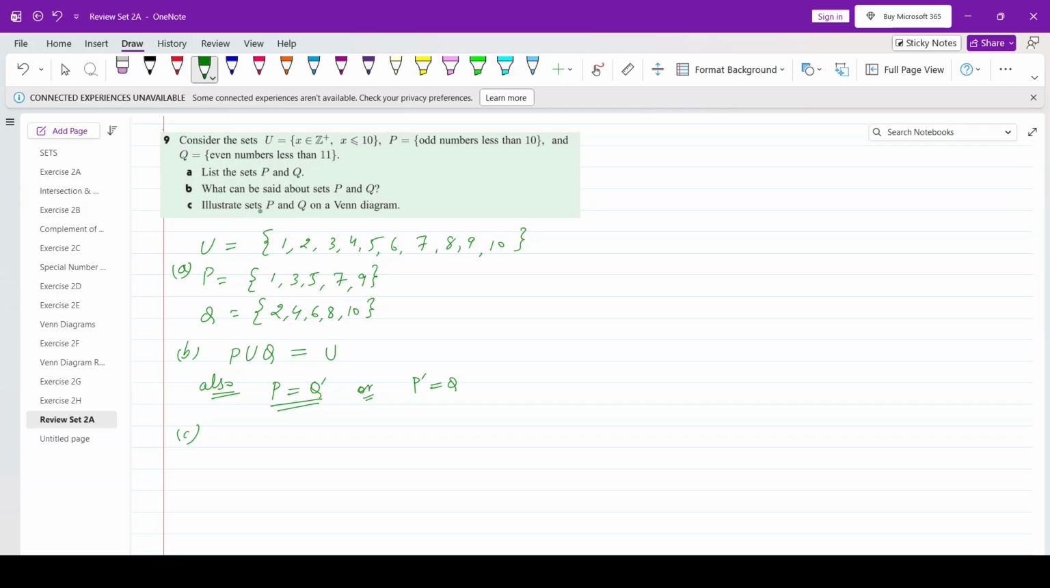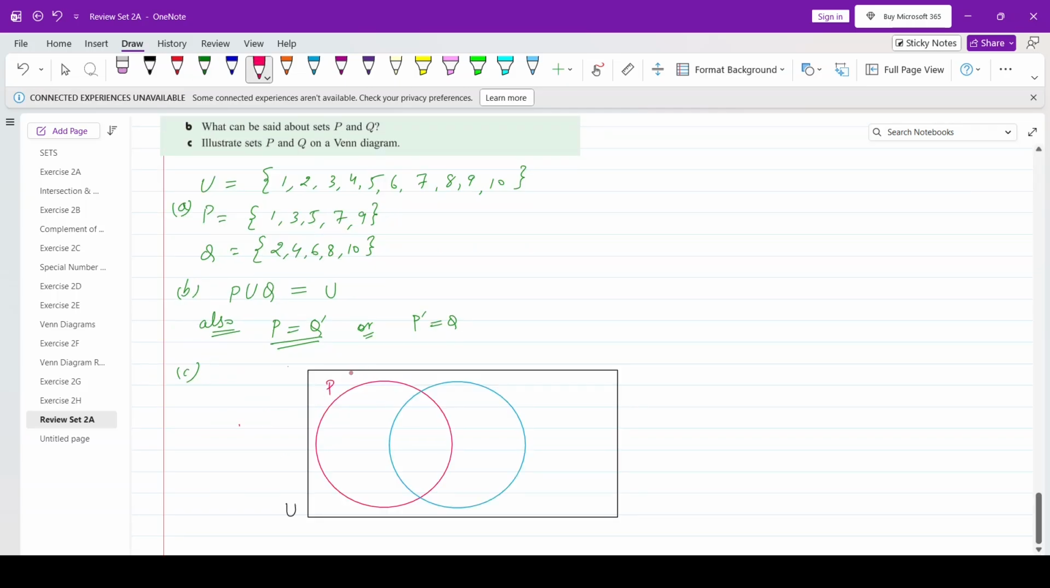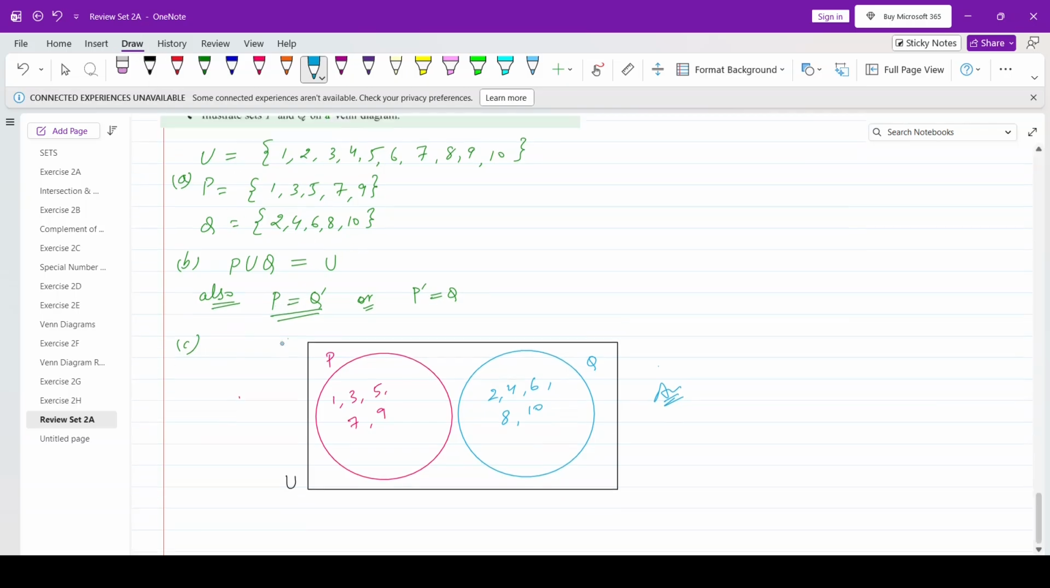C illustrates sets P and Q on a Venn diagram. So this is P and this is Q. P contains 1, 3, 5, 7 and 9. Q contains 2, 4, 6, 8 and 10. They don't overlap, they don't intersect. So this is our answer. Let's go to the next question.